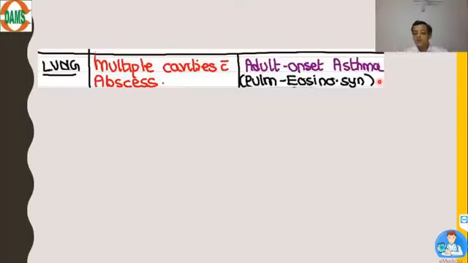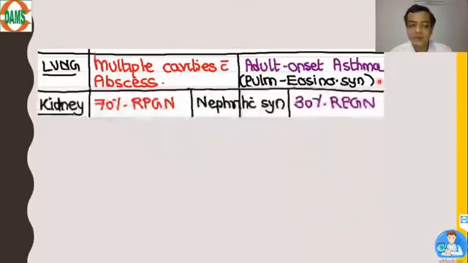So both of them can have lung involvement, though the presenting manifestation is different. Kidney involvement can occur in the form of nephritic syndrome.